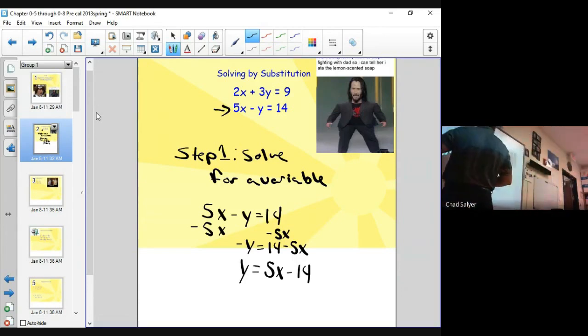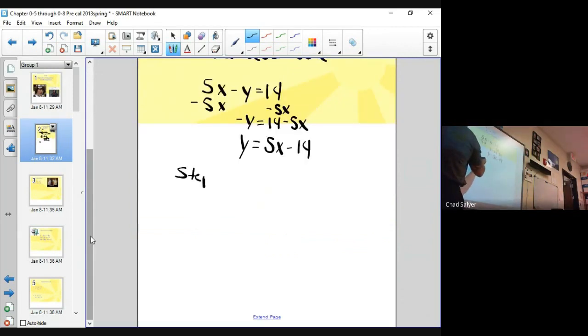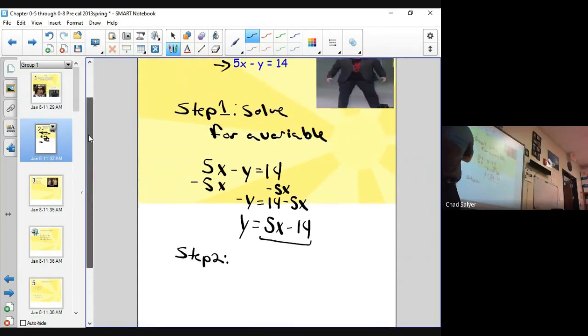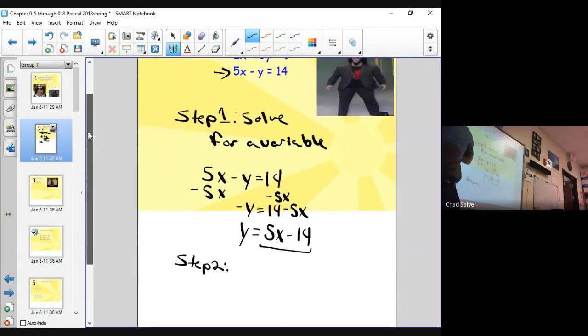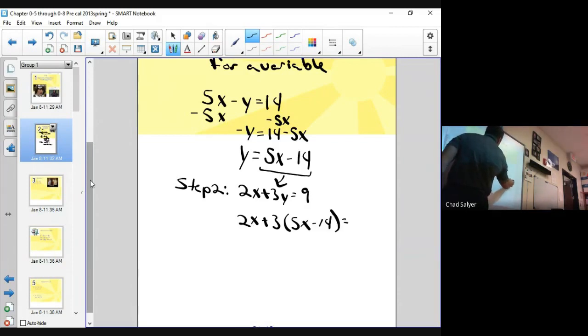Step 2. We're going to plug that expression for y into the other equation. So we've got 2x plus 3y equals 9. And so this is going to become 2x plus 3 times 5x minus 14 equals 9. And now you see we have only one variable, so we can solve this for x.